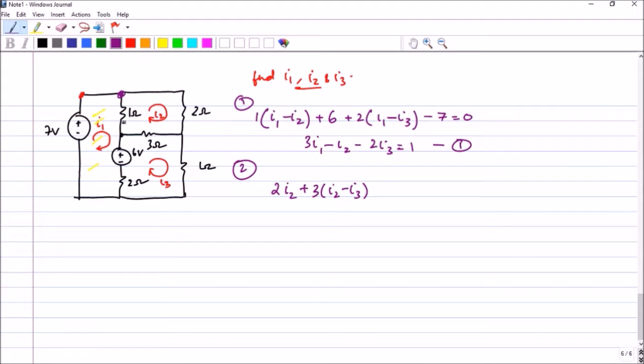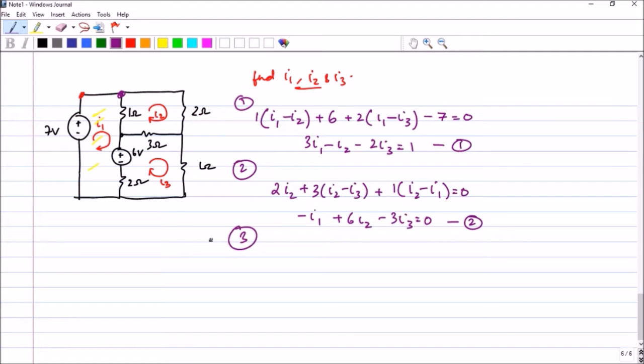Alright. And when I come back here, I am moving in this direction, in the same direction as the current. I1 is opposing I2. So plus I2 minus I1 equal to 0. Alright. So if I simplify this, I will get minus I1 plus 6I2 minus 3I3 equal to 0. And this is the second equation.